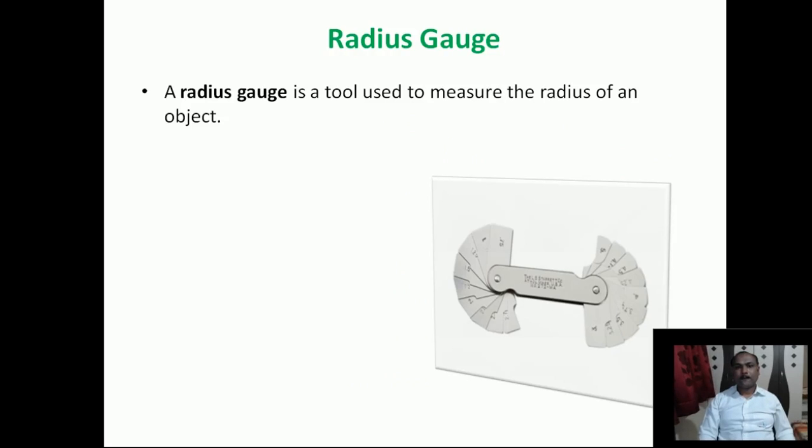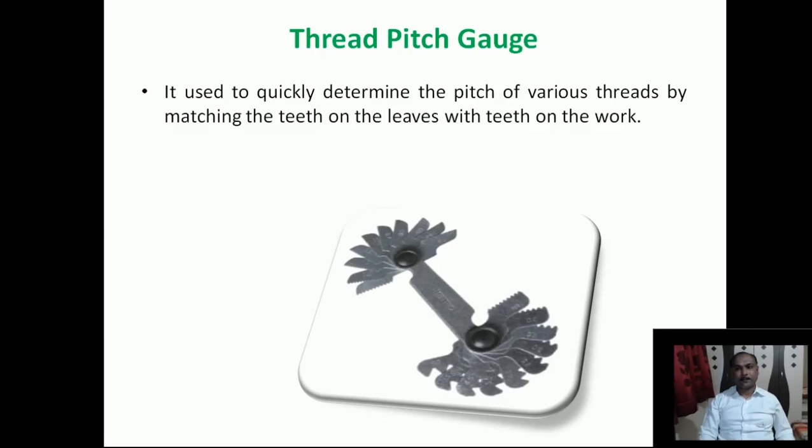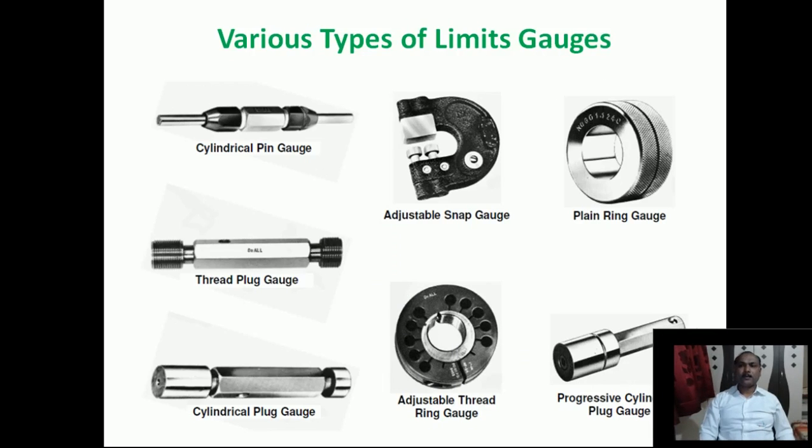To check the fillet radius or the corner radius, we can use the radius gauge also. Again, a non-precision measuring instrument, but very easily and very quickly we can measure these dimensions. Not to the accuracy level that we want, but we can make a decision whether the part is accepted or rejected. Or a thread pitch gauge, where we can measure the pitch of the thread. So these are the various types of limit gauges which can be used in the industry, that is the adjustable snap gauge, ring gauge, plug gauge, adjustable thread gauge, plug gauge, cylindrical pin gauge. So all these types of limit gauges are used in the industry.